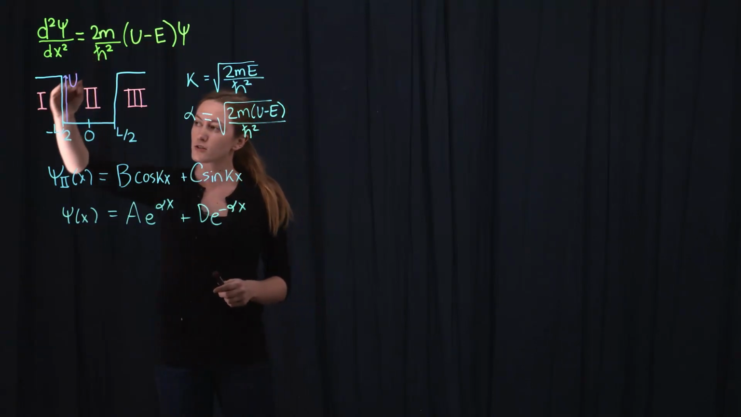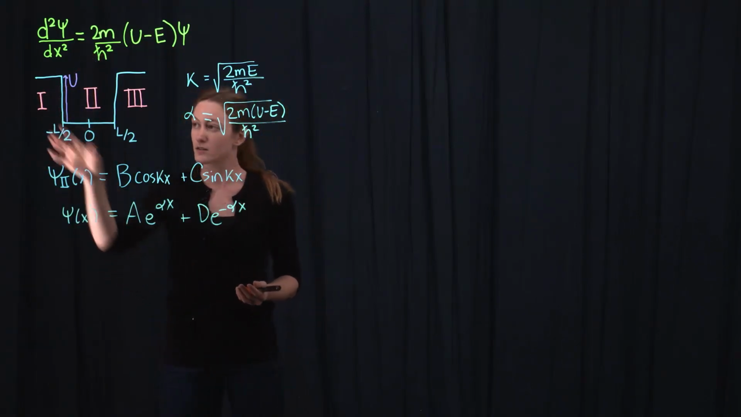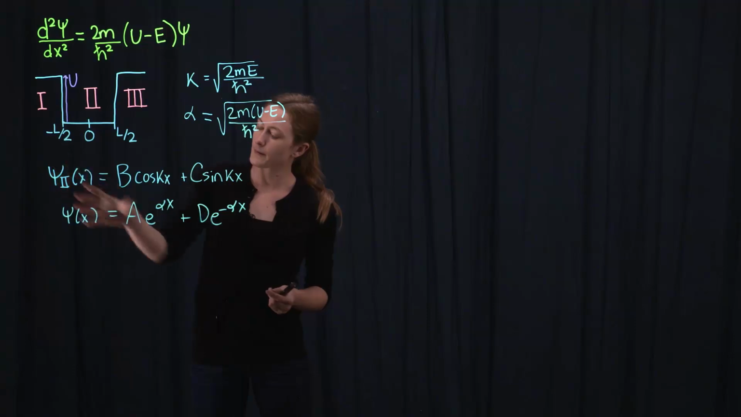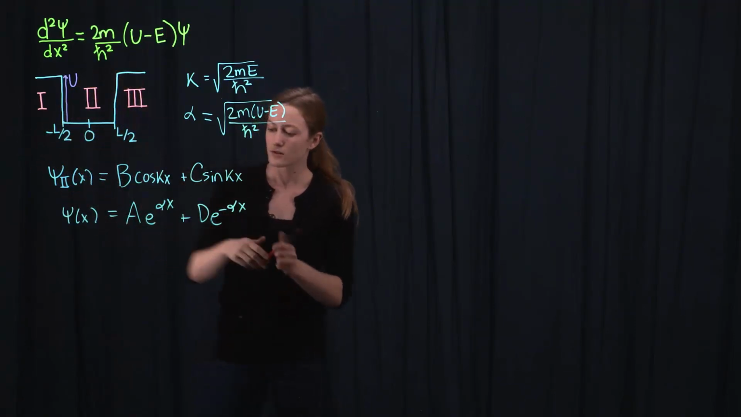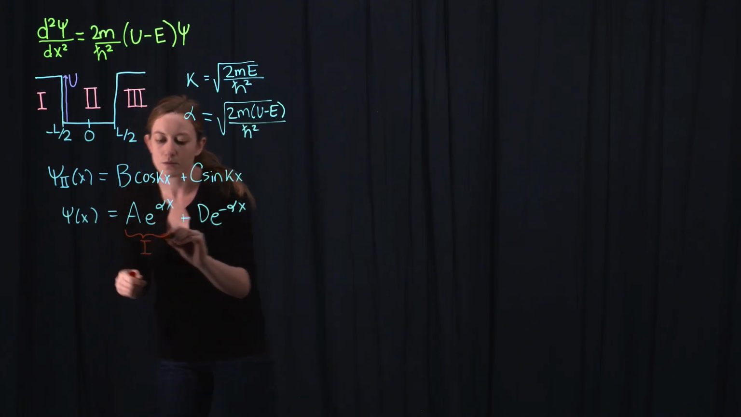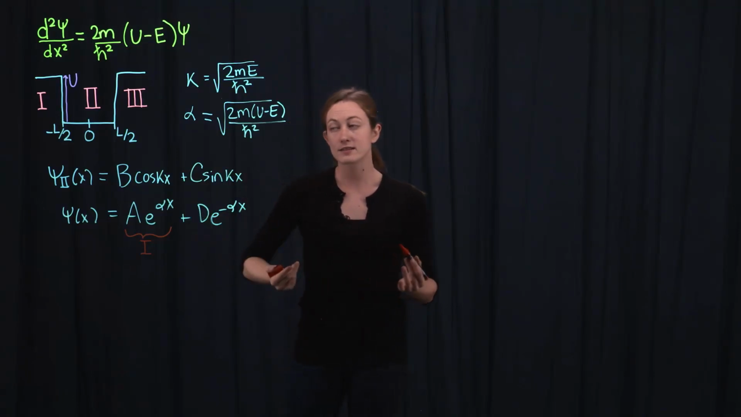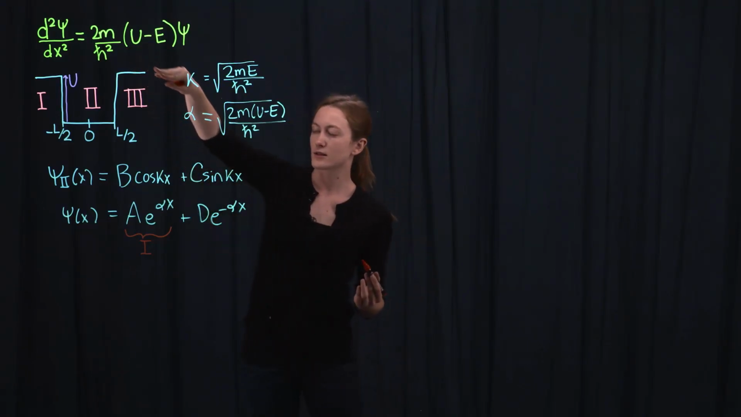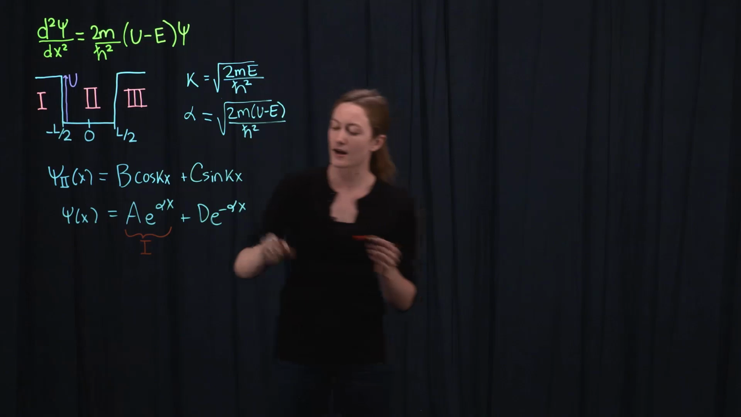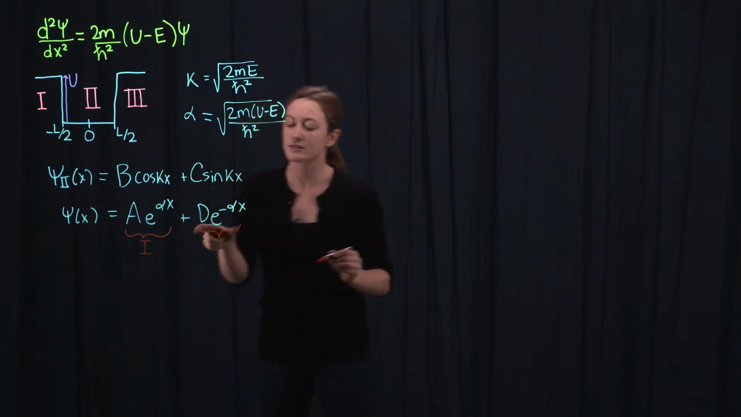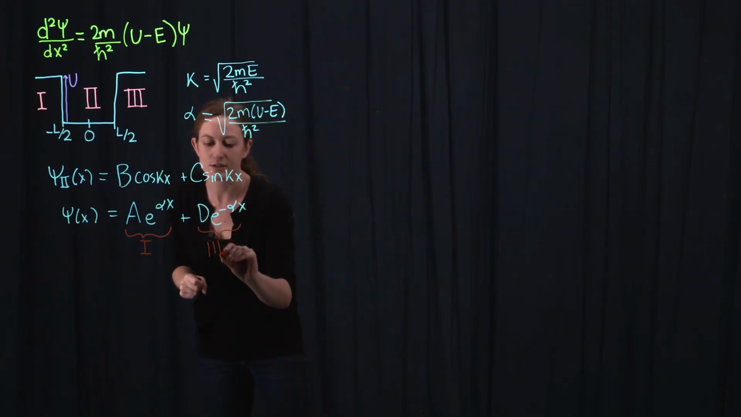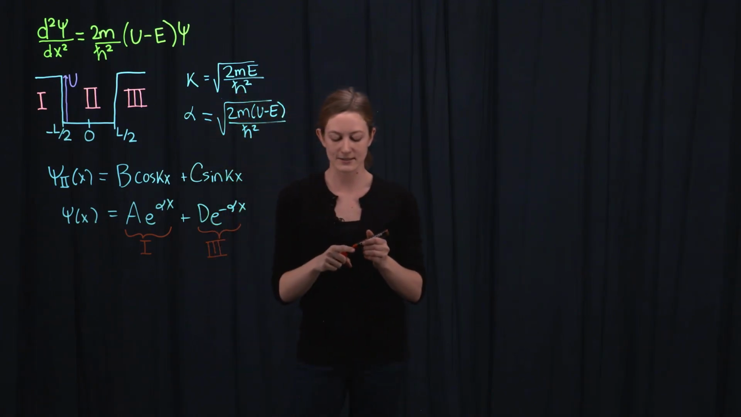So in the first region of the box, we need the wave function to go to 0. We need it to be finite at large negative distances. So only the growing part of this wave function will contribute. So in order that the wave function be normalizable, only this term will contribute on the left-hand side of the box. And for the same reason, on the right-hand side of the box, since we need the wave function to go to 0 at large distances, we need it to be finite at large distances. We can only have the decaying exponential piece here. So in region 3, we'll have A equals 0, and this will be the only case.